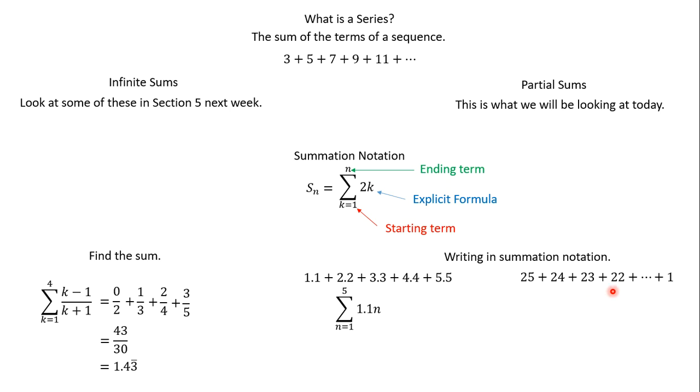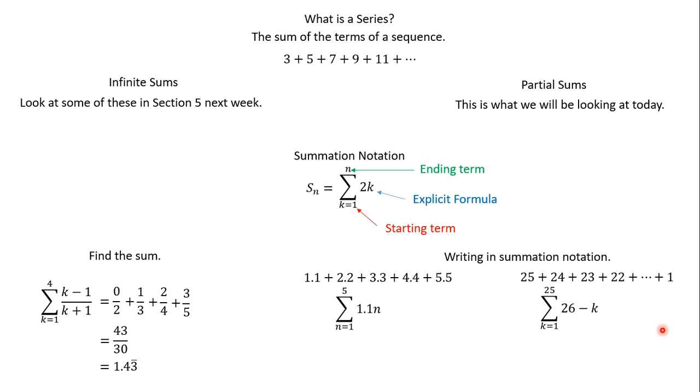25 plus 24 plus 23 plus 22 plus dot dot dot plus 1. Well, we know we're going to have 25 terms, right? Because 1 all up to 25. So we're going to go from k equals 1 to 25. And we need to figure out the equation. I know a lot of people see it and say 25 minus k. Well, if we start that, 25 minus 1 is 24. So what do we have to start with to subtract 1 to get to 25? Aha, 26 minus k. And that's all that is.